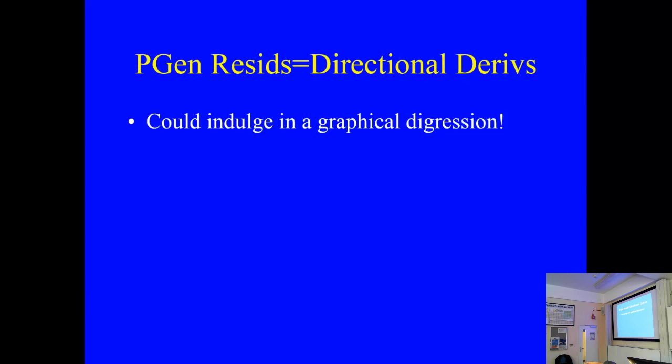At this point, I could indulge in a graphical digression, which is on my stick, but time doesn't permit. It mainly involves looking at triangles and working out what all the different choices of lambda, what choices of directional derivative they select.